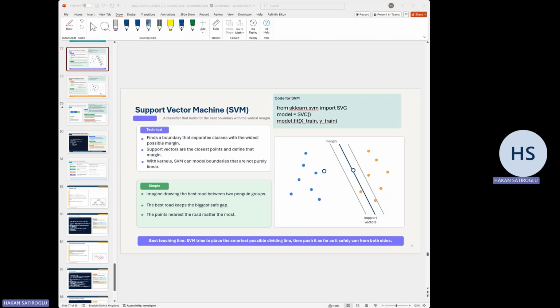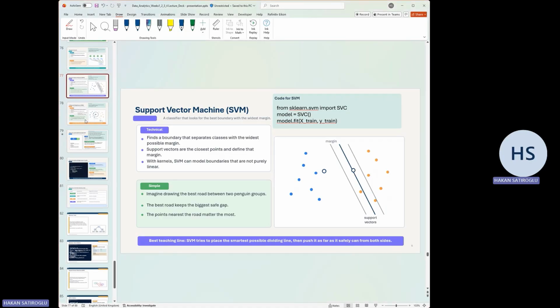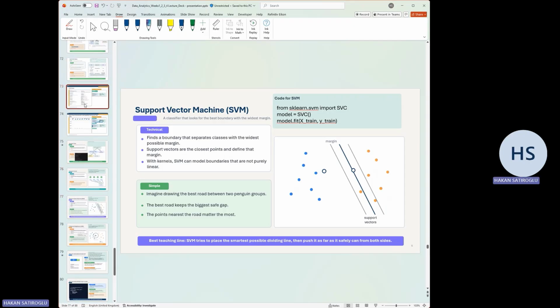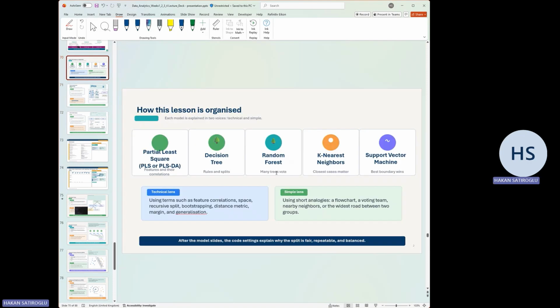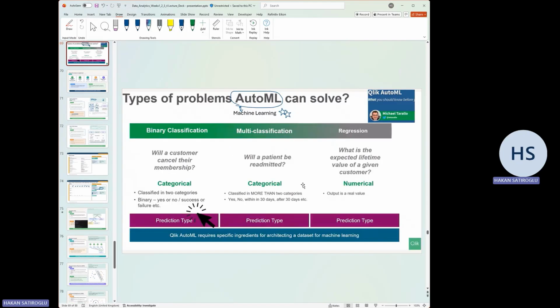What we have covered earlier: PLS models and PLS systems, decision tree, and random forest. Now we have left k-nearest neighbors and support vector machine. I would also like to make a really quick neural network classification in order to estimate your outcome. Remember, you can have a categorical or numerical outcome to predict.